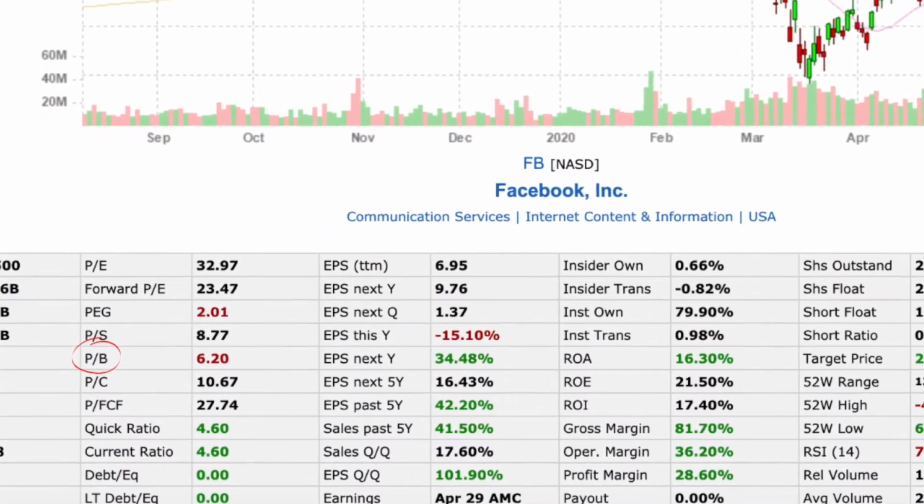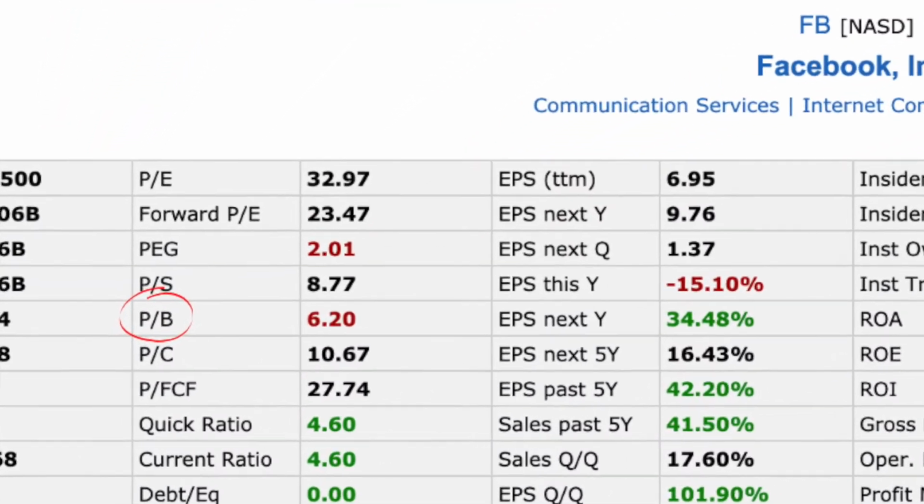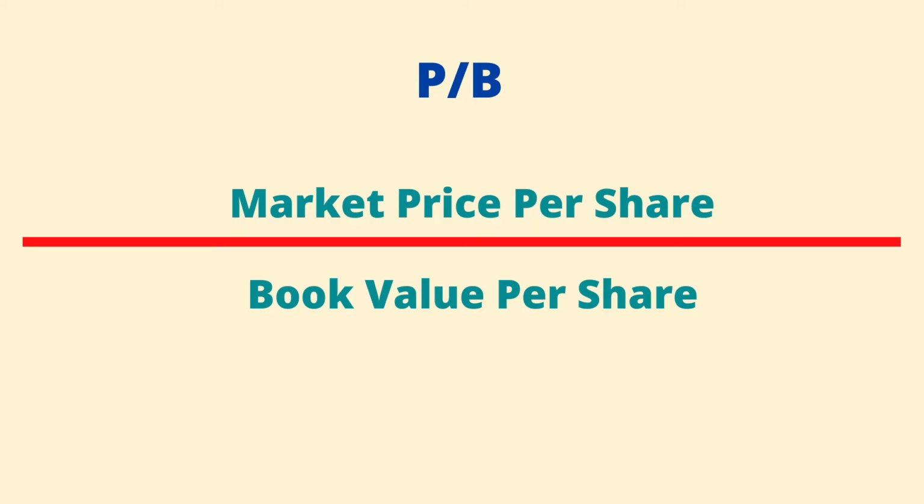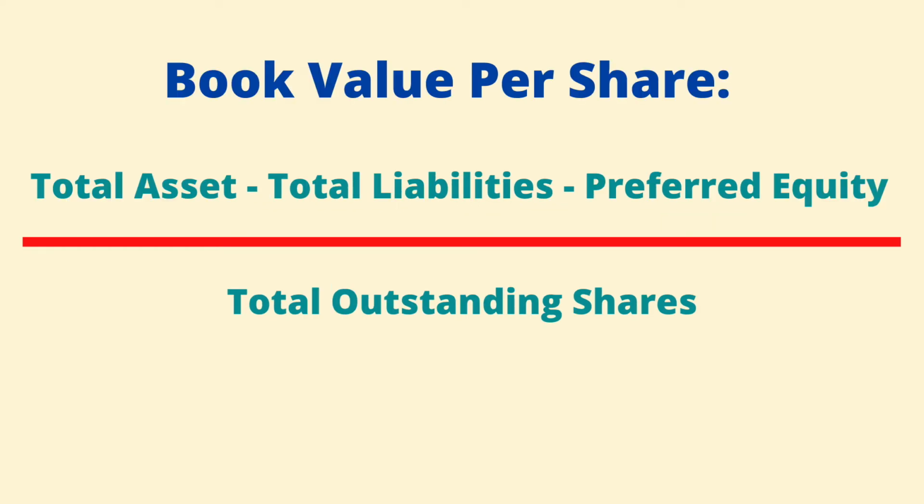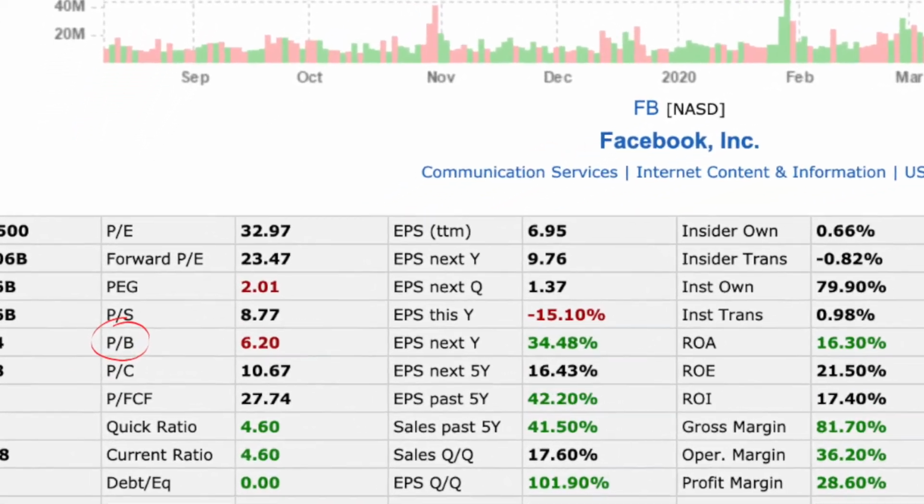The price to book value measures a stock's current market value relative to its book value. Remember the book value we did earlier? Book value is the company's total assets minus total liabilities, and it's essentially what the company will have left after cleaning house. Normally, a number under 3 is considered good, and since it's around 6 times, it's a little rich.